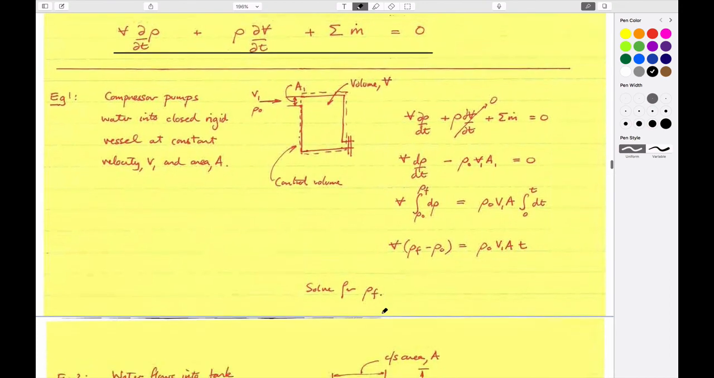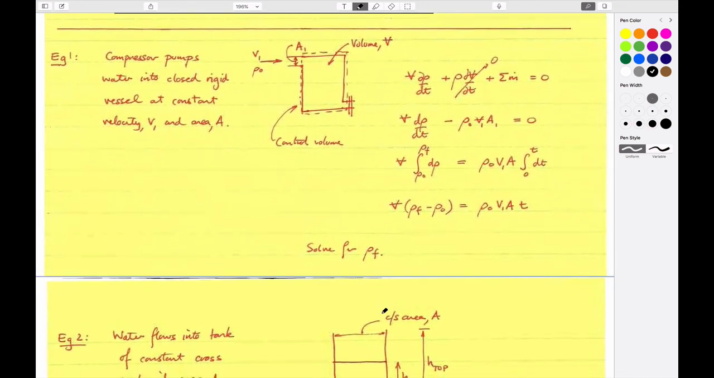So how would we solve a problem using this? Simple idea: a non-deforming control volume. We pump gas into a system, into a compressor. We have it stoppered off, so nothing's going out. And we look at the individual components in this equation.